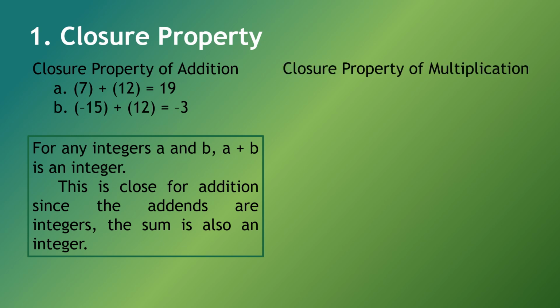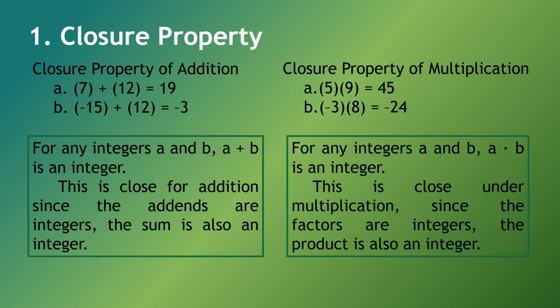Next, closure property of multiplication. 5 times 9 is equal to 45. Negative 3 times 8 is equal to negative 24. So when we said closure property of multiplication, for any integers a and b, a times b is an integer. This is closed under multiplication since the factors are integers, the product is also an integer.